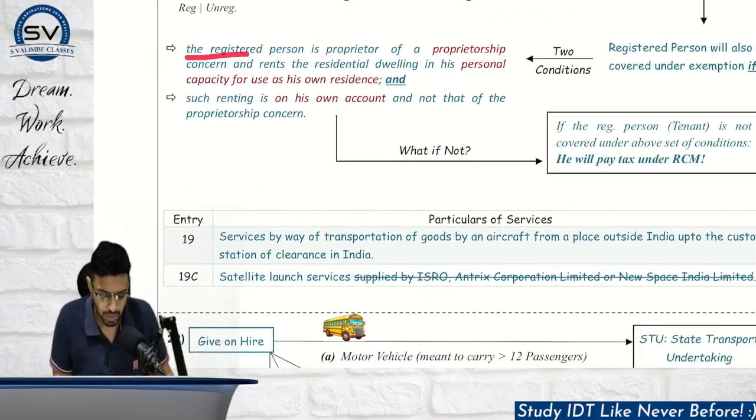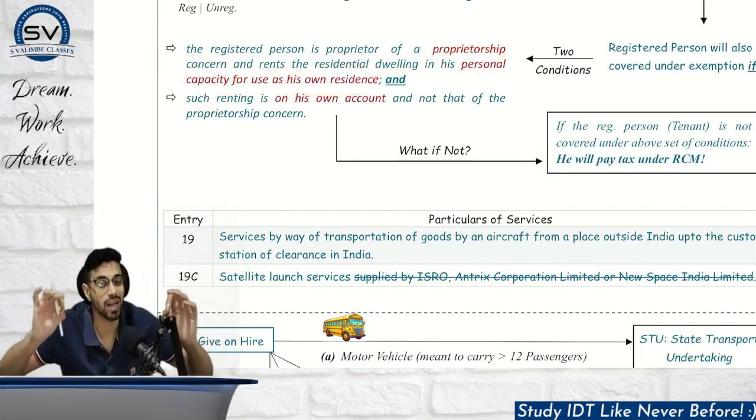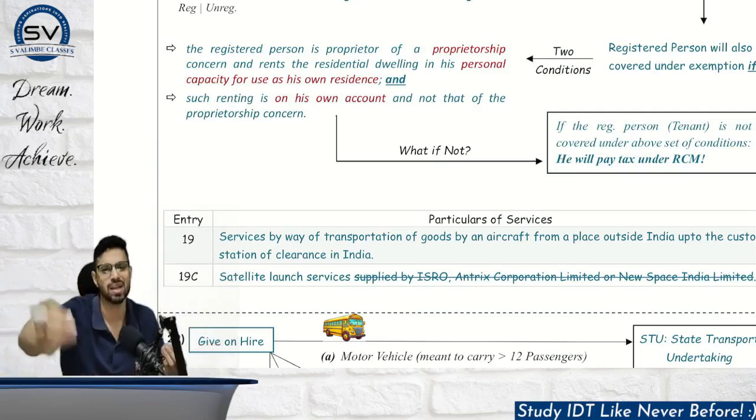The registered person is a proprietor of a proprietorship concern. So it is a sole proprietorship concern and he is renting that residential dwelling in his personal capacity for use as his own residence. He is not conducting any business. The only problem is that he is a registered person, but he is working under the sole proprietorship model, not a partnership firm or a company model.